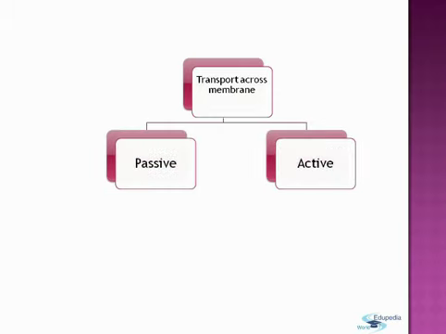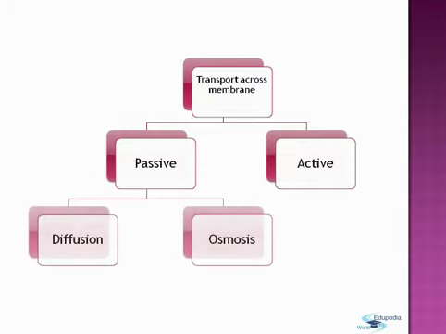Now this transport across the membrane can be divided on the basis of energy as the passive transport and the active transport. The passive transport can again be divided as the diffusion and the osmosis. Now what is the difference between the passive and the active transport? The active transport is a type of transport which requires energy. But a passive transport is based upon the concentration, and it is always from the higher concentration to the lower concentration. Now, diffusion and osmosis are the two types of passive transport.